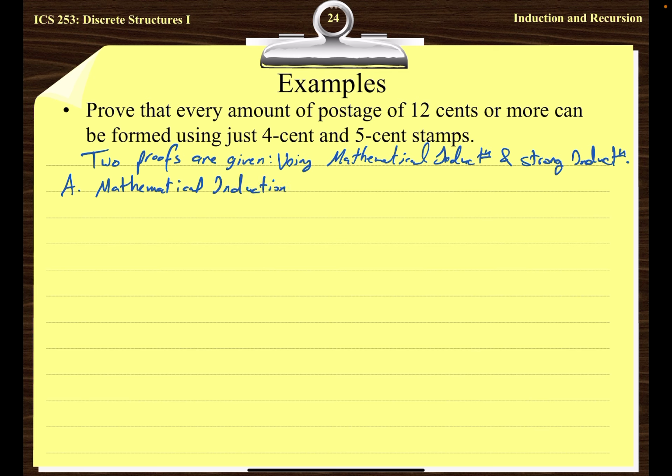طيب. So what is the basis in this case? 12, صح? P12. So how can I form 12-cent stamps from 4 and 5? 3 4s and 0 5s, صح? 3 times 4 plus 0 times 5 is equal to 12. So the basis is correct. Okay? Or the basis holds. طيب, let's go to the inductive step.